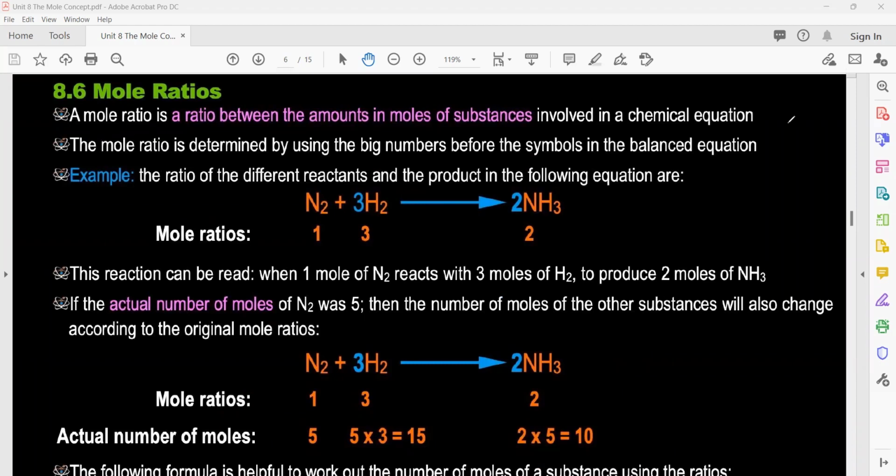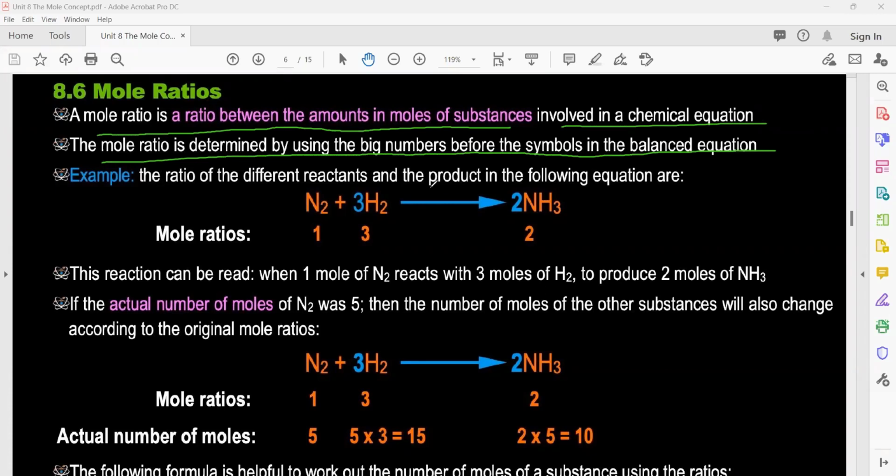Okay. Now the mole ratio. What is the mole ratio? A mole ratio is a ratio between the amounts in moles of substances involved in a chemical equation. The mole ratio is determined by using the big numbers before the symbols in the balanced equation.